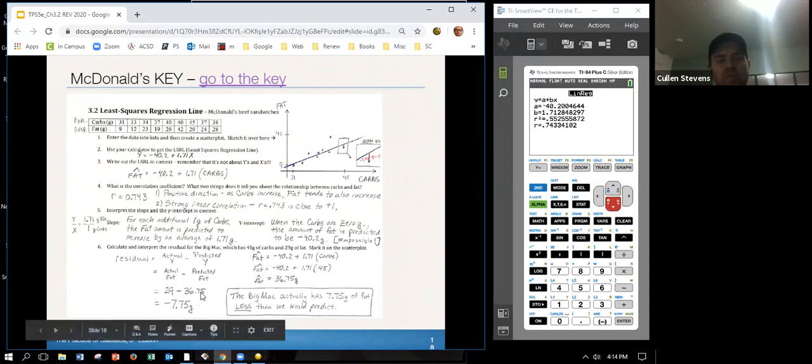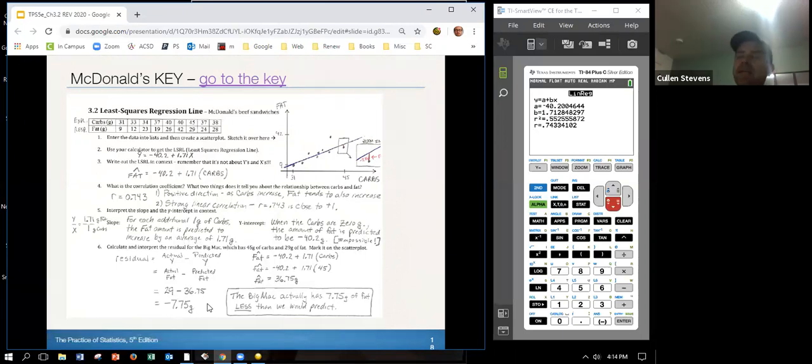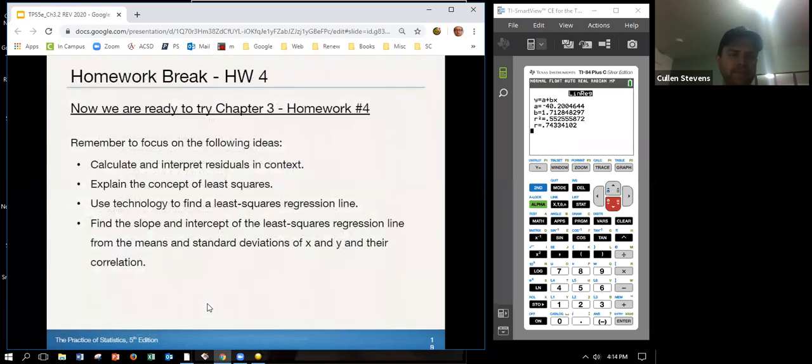So we do a residual, actual minus predicted, AP. The actual was 29, and the predicted was 36.75. So that's about negative 7.75 grams. So what we say is that Big Mac actually has 7.75 grams of fat less than what we would predict by our model. Okay? So that's a really nice sum up of using our skills from 3.1 and 3.2 back here on our page, packet number 8.